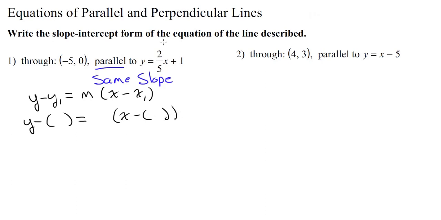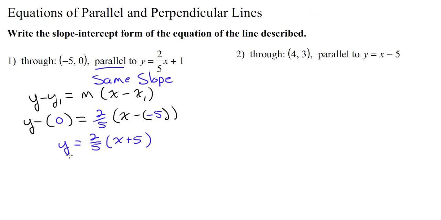So now we're going to plug in our slope, which is 2/5, that goes here. Our x value, which is -5, that goes here. And our y value, which is 0, that goes here. Now let's clean this up. Y minus 0 is just y. Then we have our slope, 2/5, times x minus -5 is x plus 5.